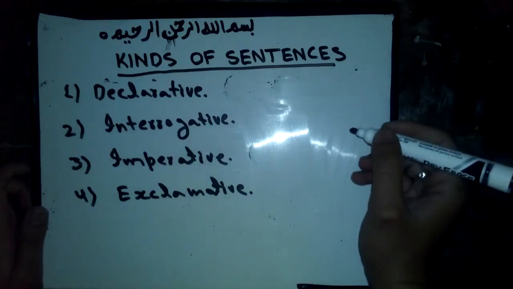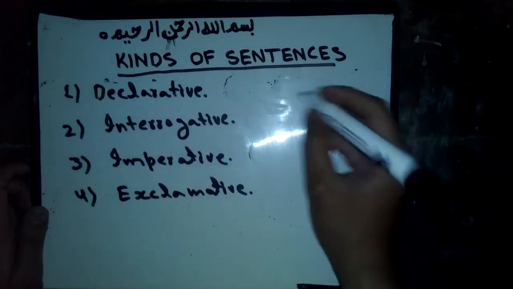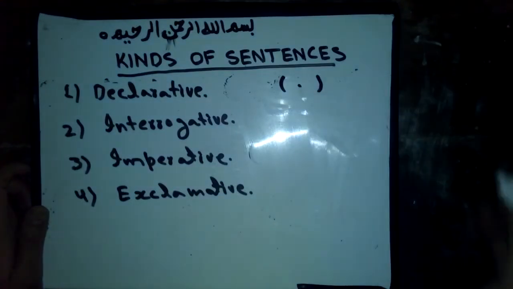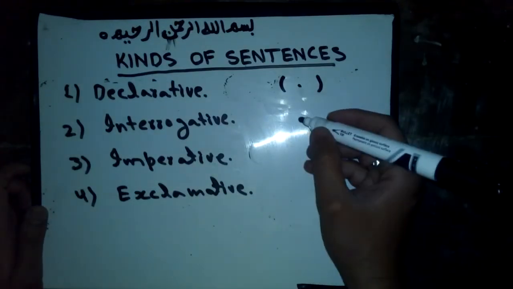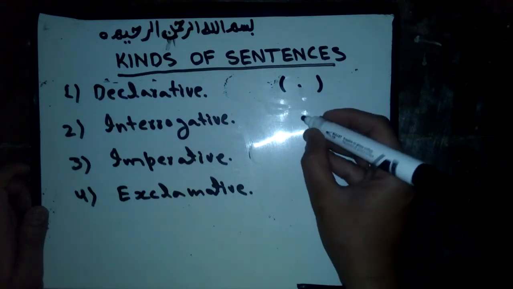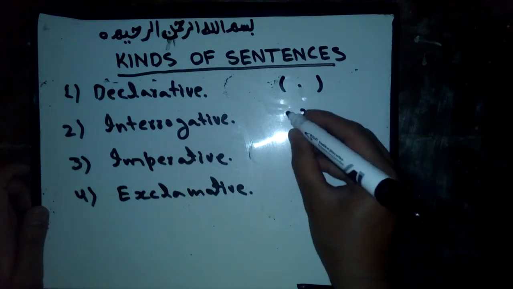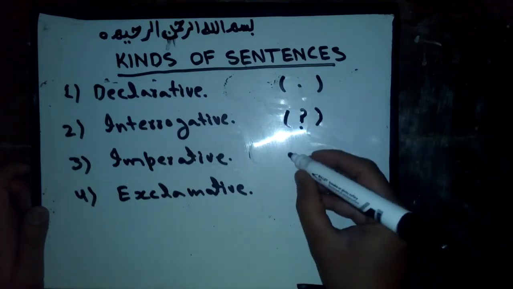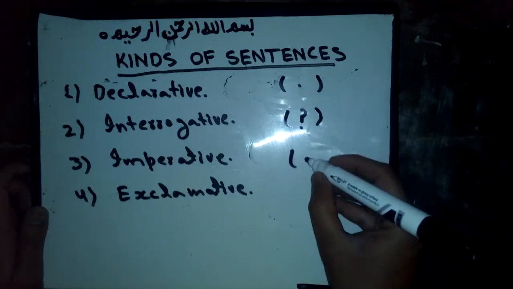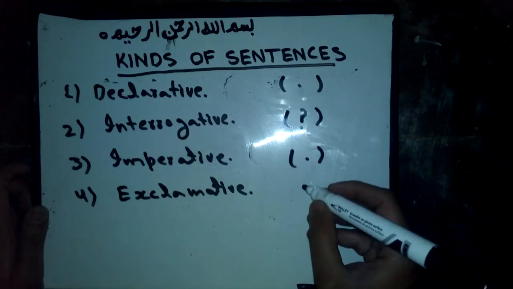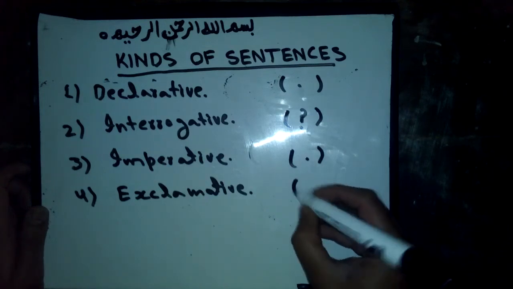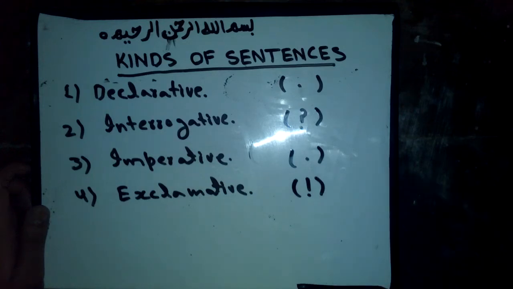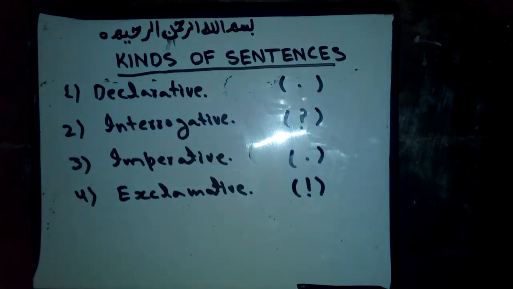When we complete these sentences, for example, declarative, we put full stop at the end, okay? In the interrogative sentences, we put question mark. In imperative sentences, we put full stop. And in exclamatory sentences, we put this exclamation mark or exclamatory mark. Okay?